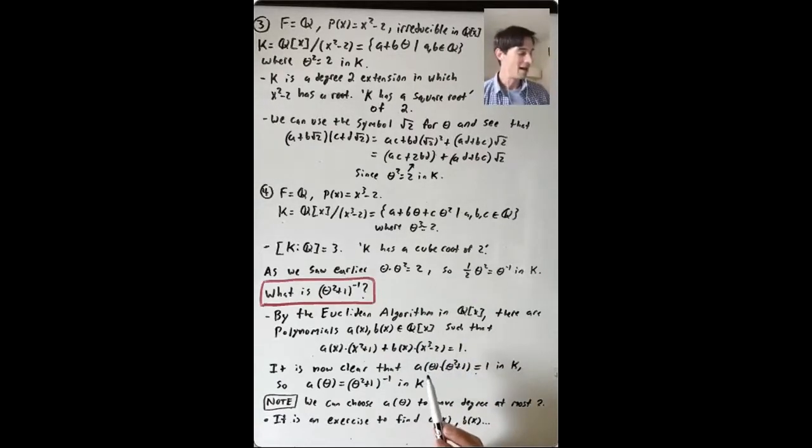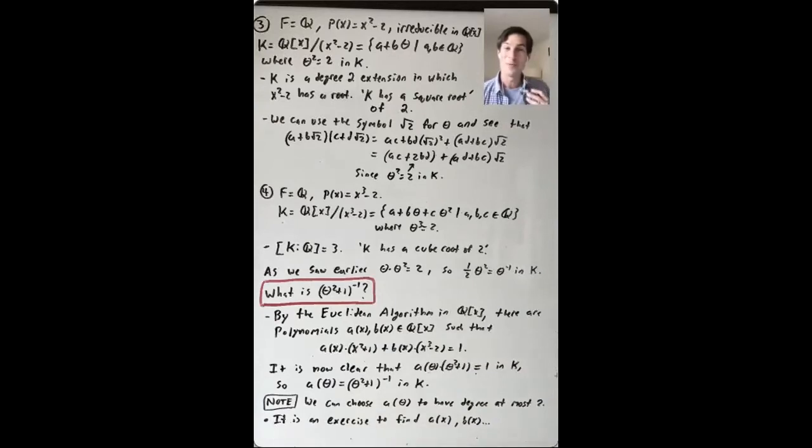because this polynomial is in the ideal generated by x cubed minus 2. And applying the projection homomorphism, a of x times x squared plus 1 gets sent to a of theta times theta squared plus 1, and 1 gets sent to 1. This equals 1 in K. So a of theta is theta squared plus 1 inverse in K. And if you think about how the Euclidean algorithm works, we can choose a of theta to have degree at most 2.